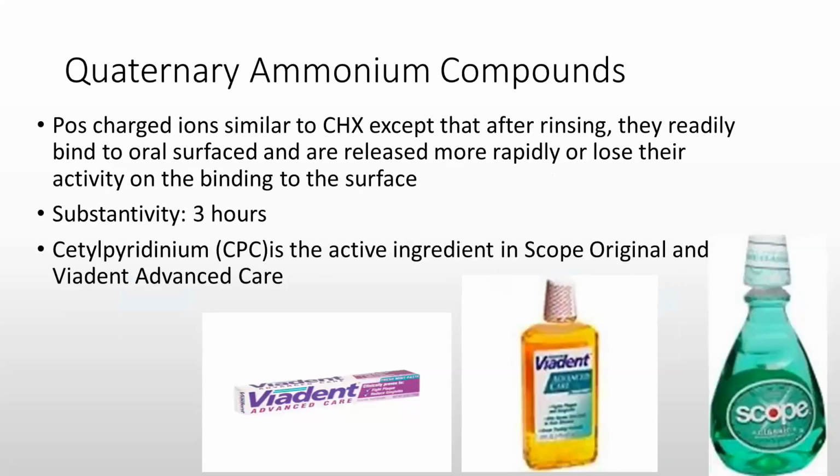Another compound are your quaternary ammonium compounds. And those are positively charged ions, similar to the chlorhexidine, except that after rinsing, they bind to the oral surfaces and are released more rapidly, and they lose their activity on the binding surface. So again, they don't have a whole lot of substantivity. It's only about 3 hours, and their main ingredient is CPC, cetylpyridinium chloride. Okay, and that's the active ingredient that's in Scope and a lot of the other mouth rinses. And it has about 3 hours, so it's not bad.